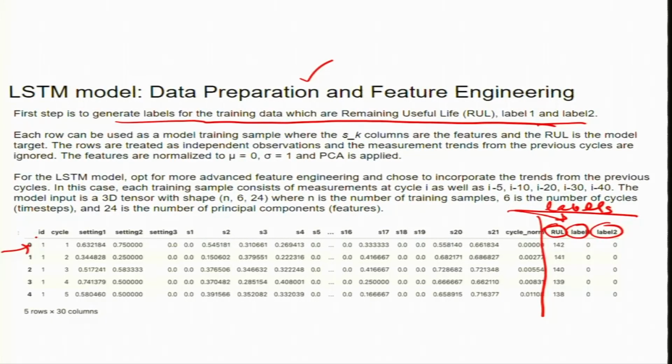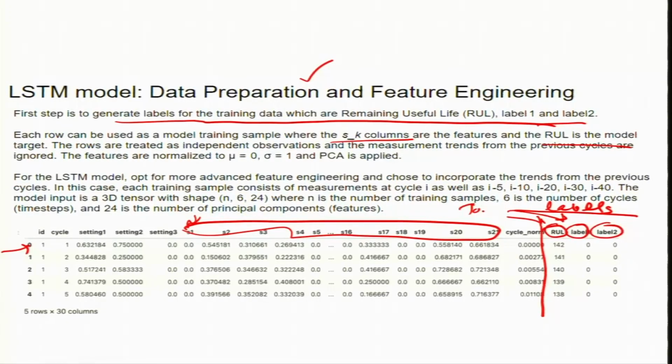This is added while the data is being prepared. Now, each row can be used as a model training sample, where the sensor columns are the features. You can see these are the features, and the remaining useful life is the model target. So, these are the target labels. The rows are treated as independent observations and the measurement trends from the previous cycles are ignored.